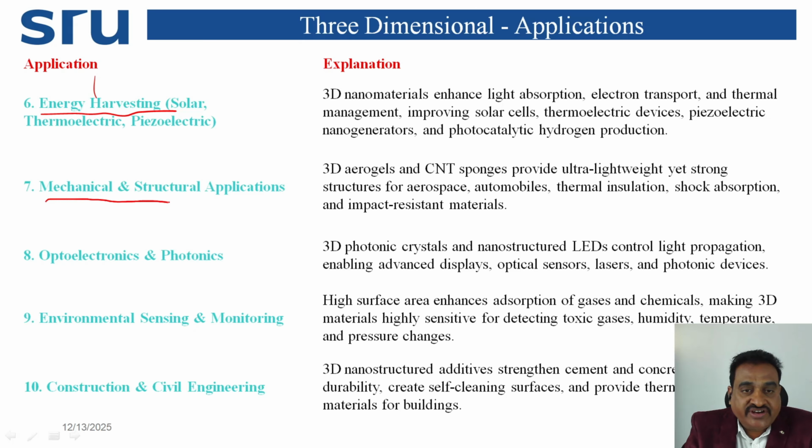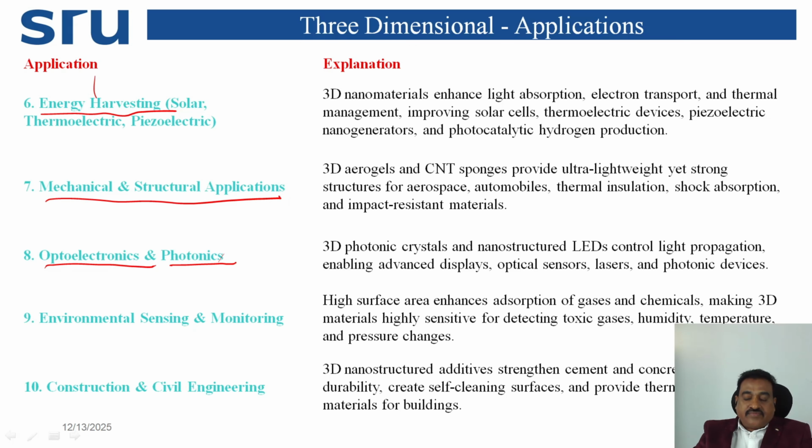Three-dimensional nanomaterials are used in mechanical and structural applications. 3D aerogels and carbon nanotube sponges provide ultra lightweight strength. These are also used in optoelectronics and photonics. Three-dimensional photonic crystals and nanostructured LEDs control light propagation, enabling advanced displays, optical sensors, lasers, and photonic devices.